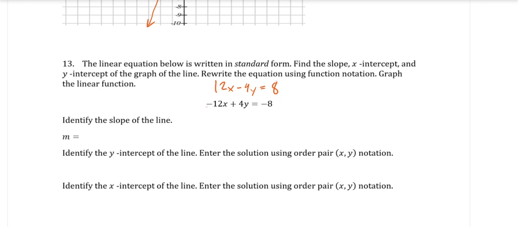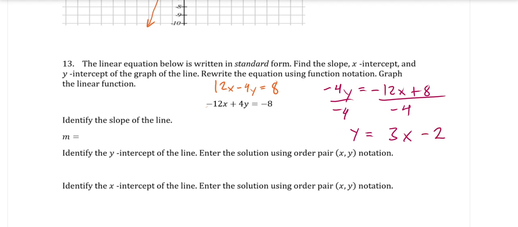Well, first we want to minus the 12x over to the other side and get 4y equal to minus 12x plus 8. Then we want to divide by minus 4. Dividing by negative 4 on both sides, this is going to give us 3x minus 2. This gives us a slope of 3. It gives us a y-intercept of minus 2.